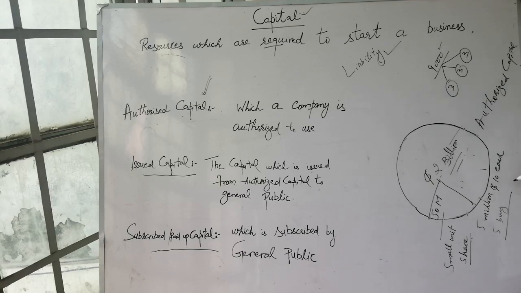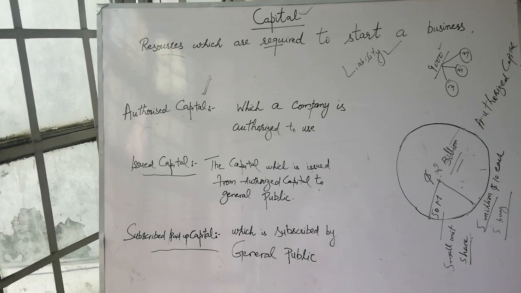It might be 5 million, it might be less than or more than 5 million. Suppose you have issued 5 million but you received applications for only 4 million, so it is less subscribed or less paid up capital. It might be possible that you issue 5 million, but people give you applications for 6 million, so that is known as oversubscription.